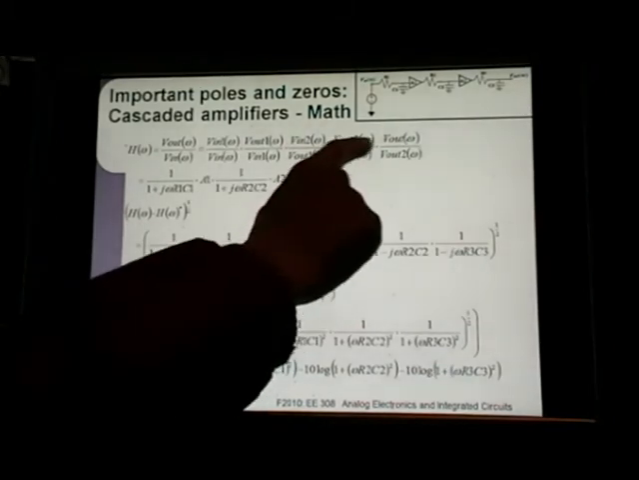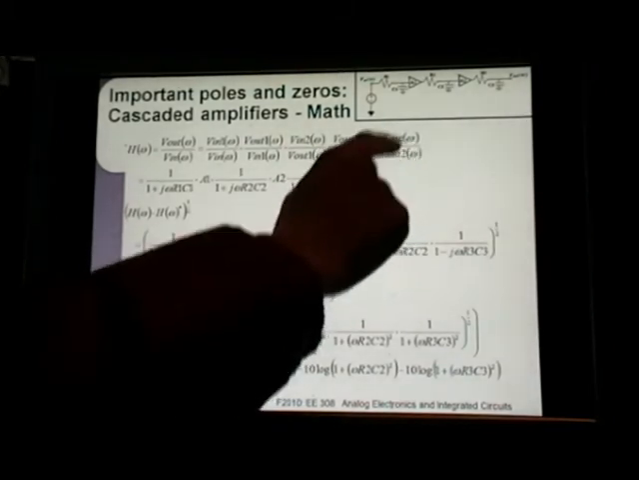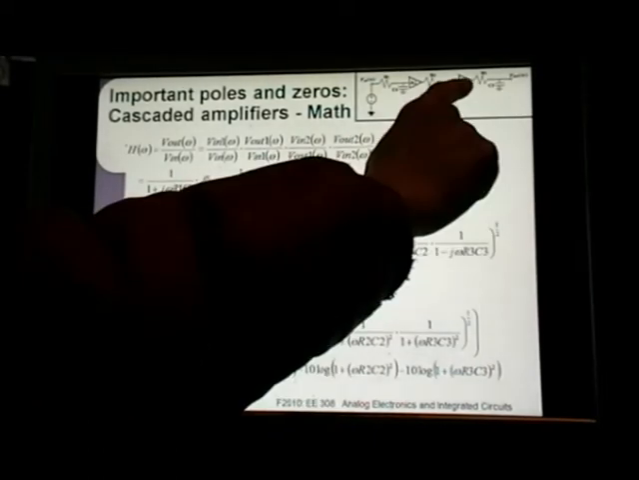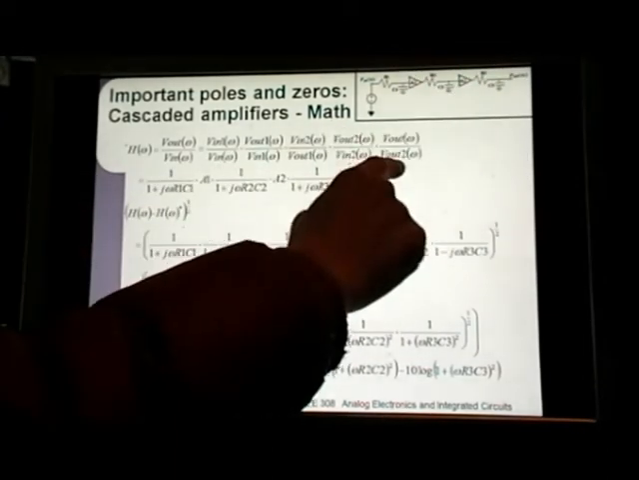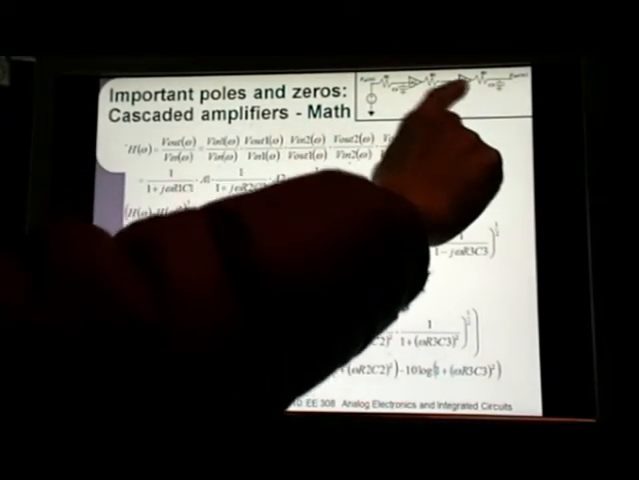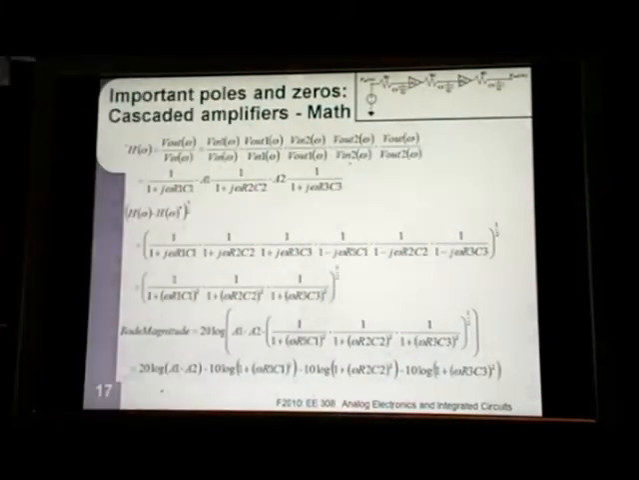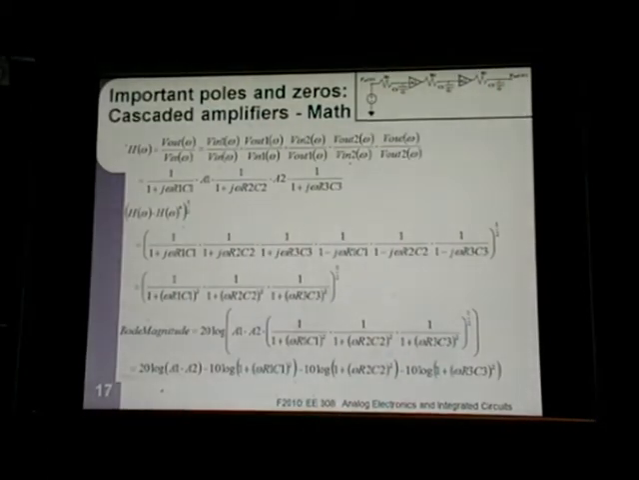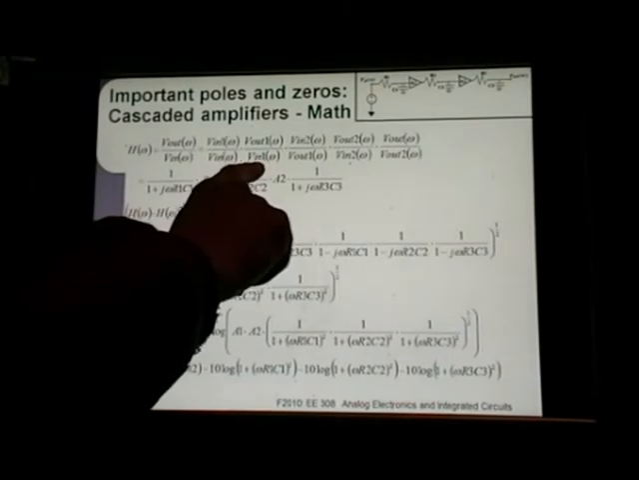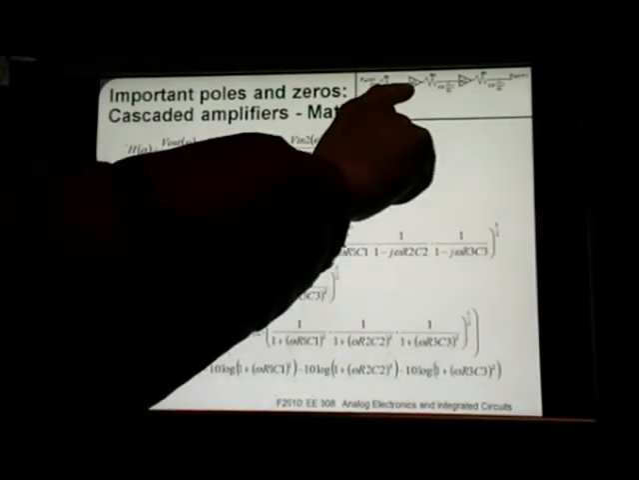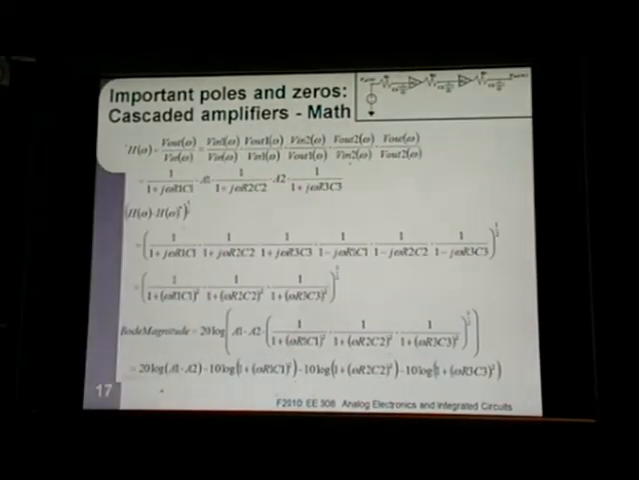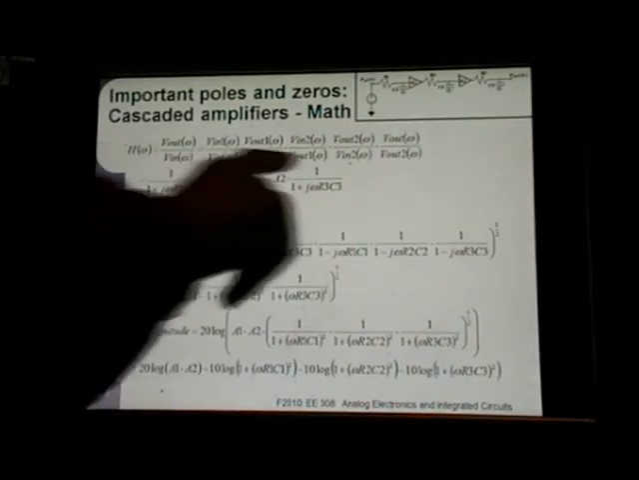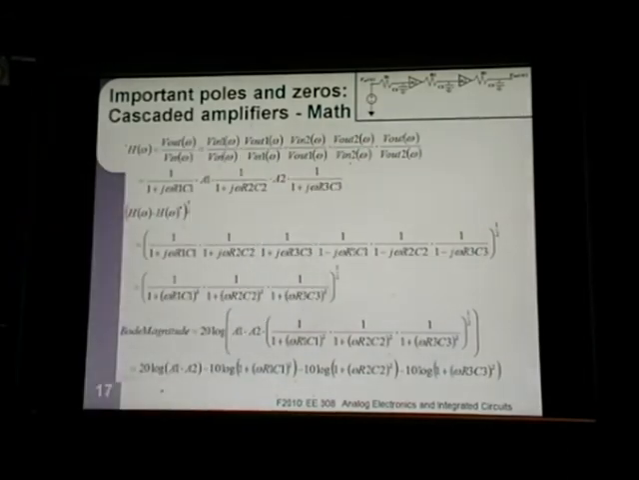And then you have Vout2 over Vn2, where Vn2 is the input to A2 and Vout2 is the output of A2. Then you have this last low-pass filter that takes the output of A2, Vout2, and gives you your final Vout. You'll notice that Vout1 over Vn1, in other words the output over the input of A1, is just the gain of A1. And over here, Vout2 over Vn2 is just the gain of A2.